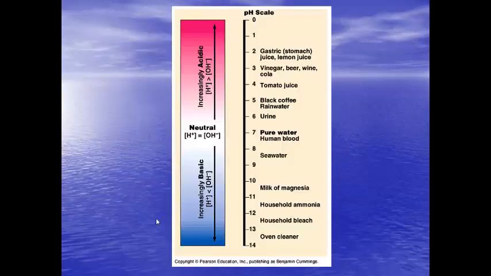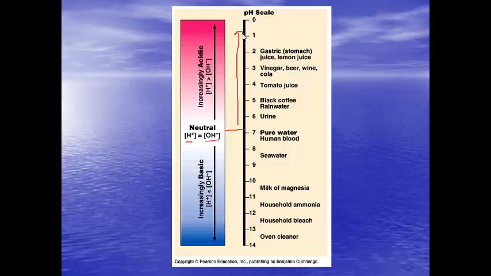Here you see the pH scale. You see pH of 7 is neutral. You have pure water, you have human blood, both relatively neutral, and you have equal amounts of hydrogen ions and hydroxide ions. Again, they add up to 10 to the negative 14. As the pH goes down, as you go from 7 down to 0, lower the pH means that the substance is more acidic.